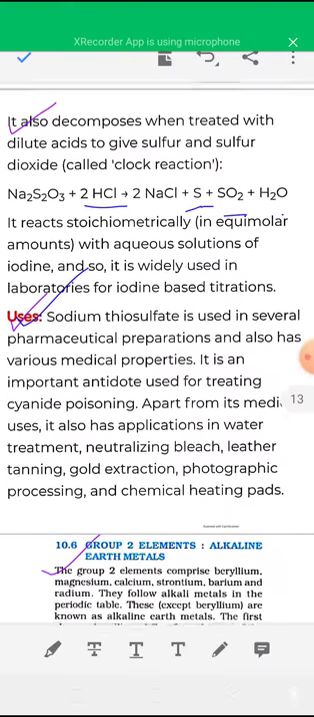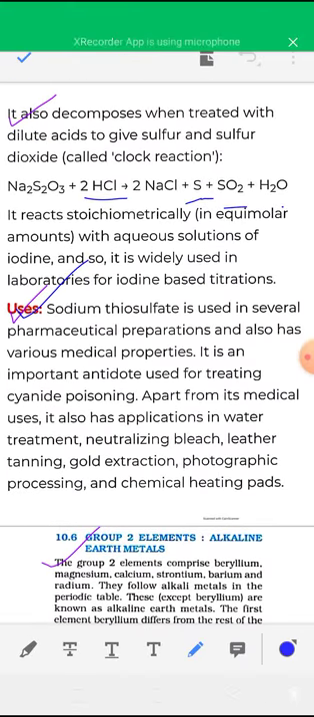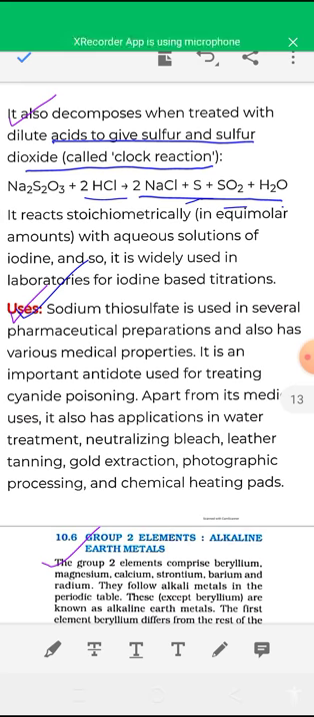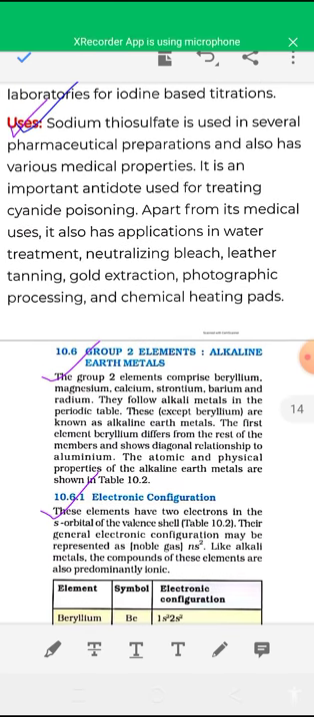And sodium thiosulfate reacts with HCl to give sodium chloride, sulfur, sulfur dioxide and water. Okay, so sodium thiosulfate decomposes when treated with dilute hydrochloric acid to give sulfur dioxide. And this is known as clock reaction, when sodium thiosulfate Na2S2O3 reacts with HCl to give NaCl, sulfur plus SO2 plus water.